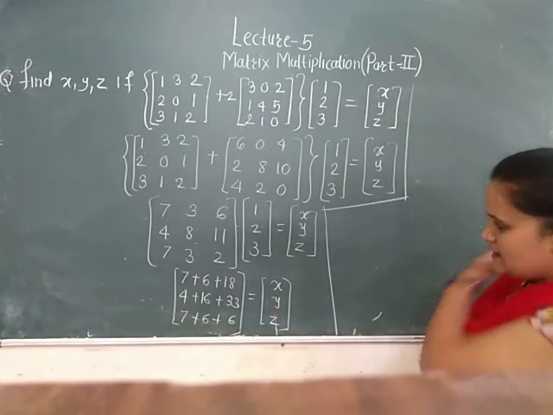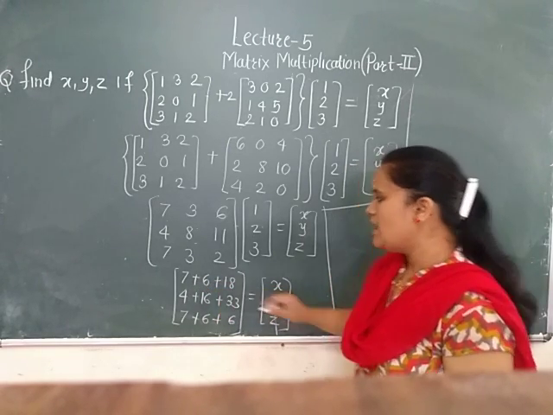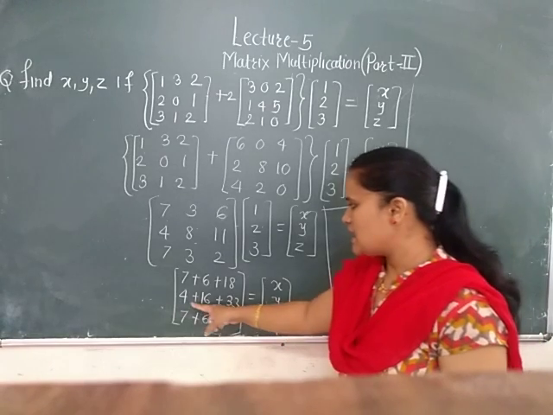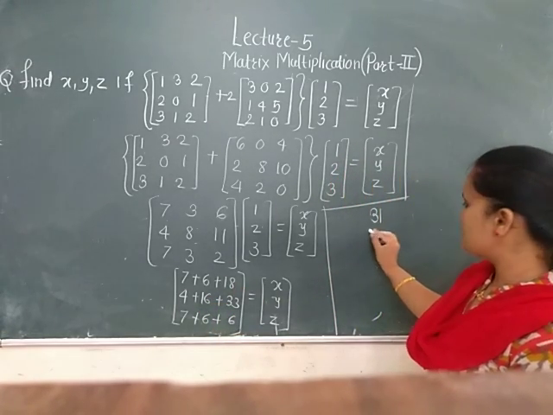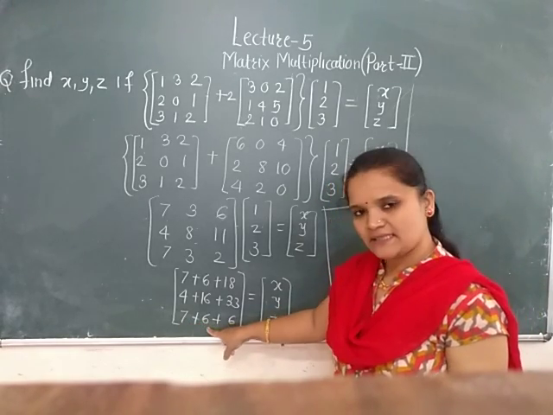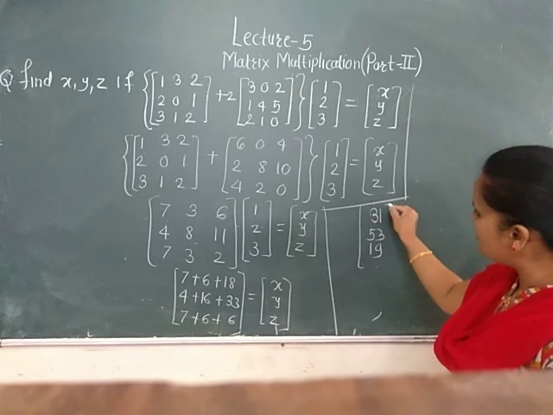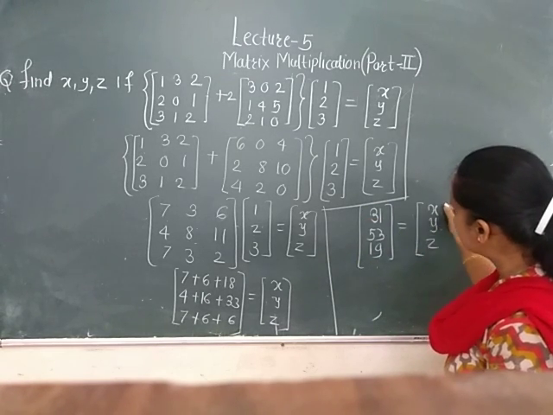So here we get 18 plus 6 is 24, plus 7 is equal to 31. What will this be? 16 plus 4 is 20, 20 plus 33 is equal to 53. And this is 6 plus 6 is 12, 12 plus 7 is 19. So in this way it is equal to x, y, z.